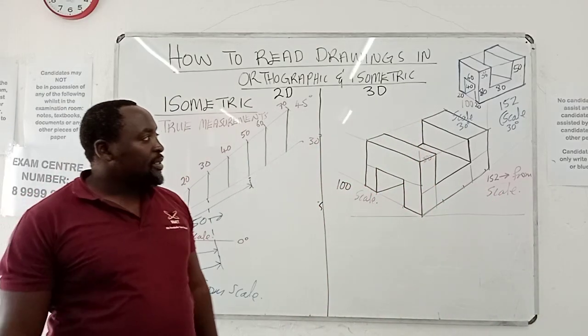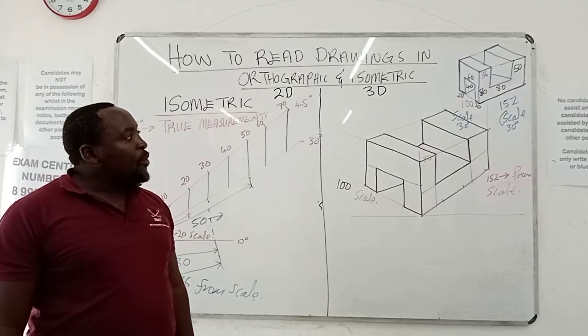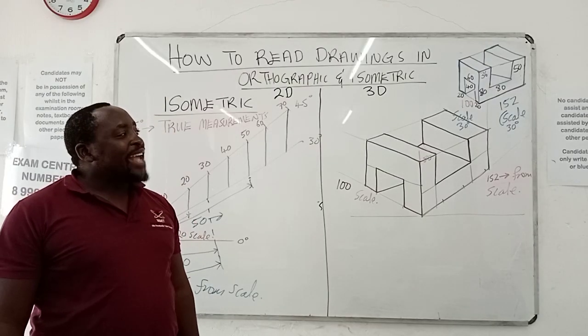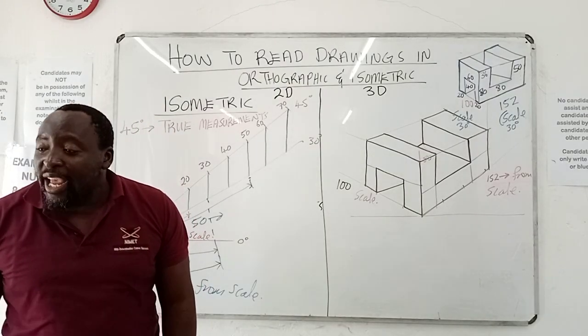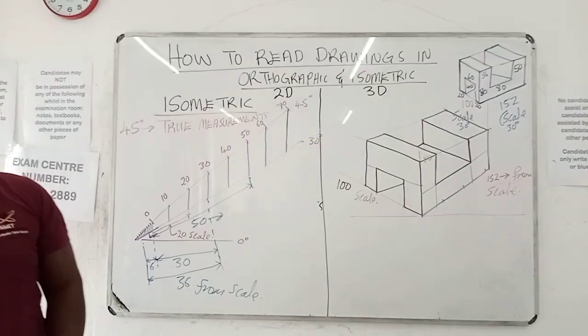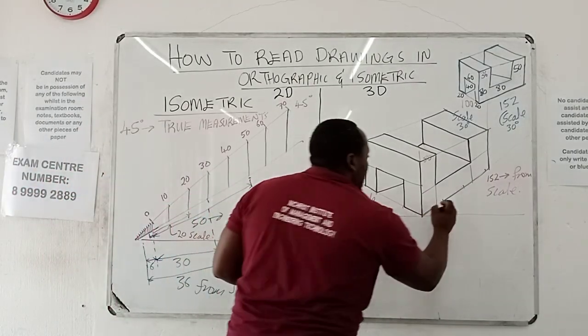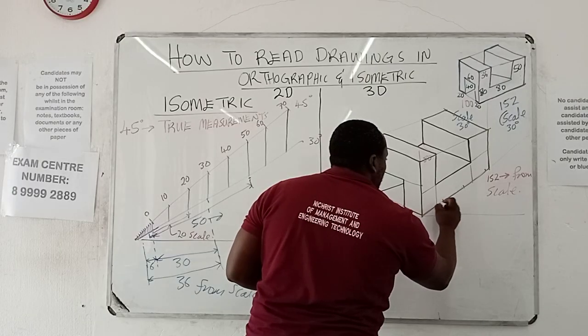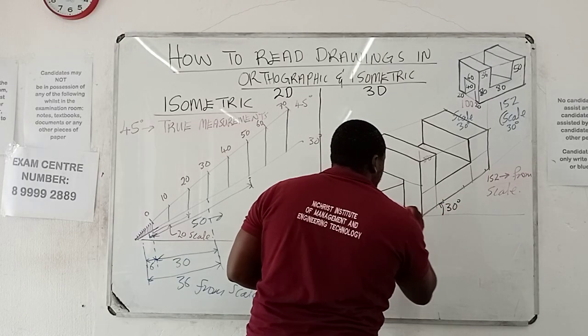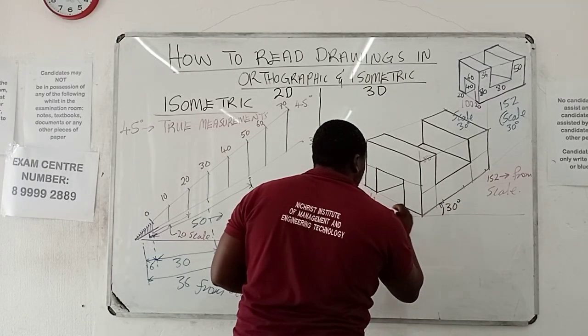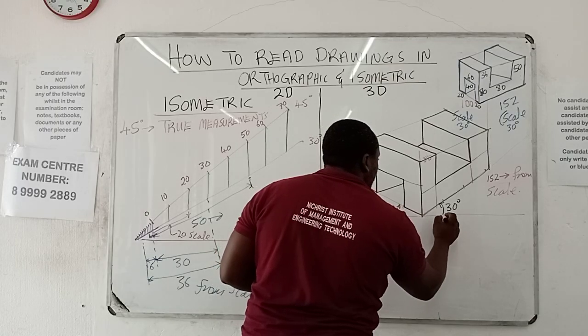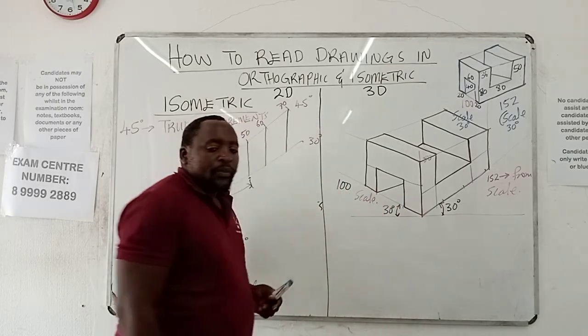Any question? Okay. Now we have drawn the isometric. Is there anybody who says, I'm lost, I don't know isometric now? These lines are at what angle? 30 degrees. 30 degrees. Any question?